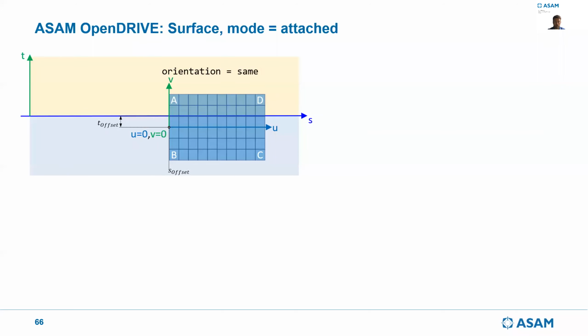And then, of course, if we have a look at the mode attached, and we had before the parameter orientation, what I could also do is say, okay, if the orientation is same, this is a familiar picture, just a bit different than we saw before. And that is how you can calculate your U and V coordinates in S and T.